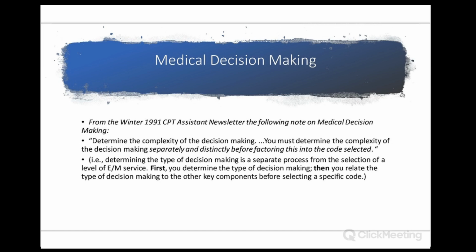And this is where the AMA first started telling us, look at your medical decision-making first. It is the most important thing to do, keeping in mind that medical decision-making goes directly to a diagnosis code. They tell you, determine the complexity of decision-making. You must determine complexity separately and distinctly before factoring this into the code selection. Start with decision-making, then relate it back to history and exam. Get the complexity first.